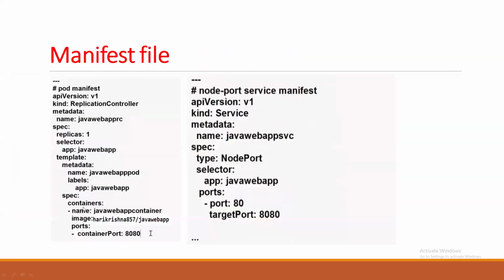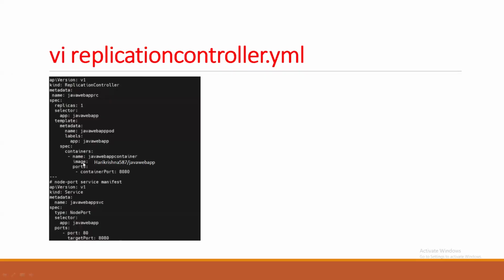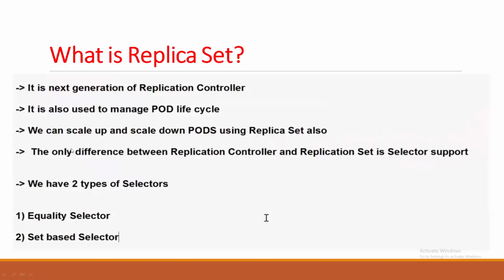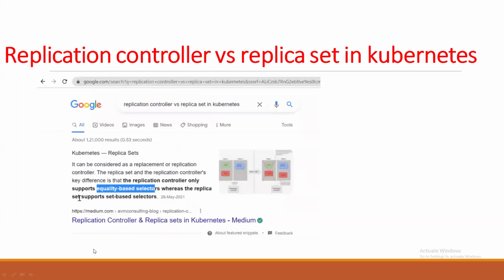But in the replication controller, there is no equality selector and set-based selector distinction, just a selector. In the replica set, we have two types of selectors. The only difference between replication controller and replica set is selector support, equality selector and set-based selector. By default the replication controller uses an equality selector, but with the replica set we can also use set-based selectors.